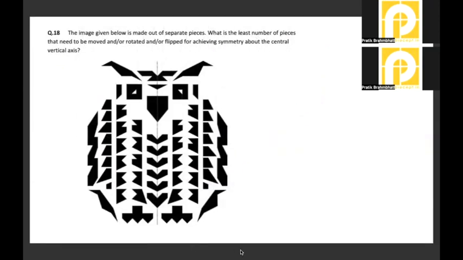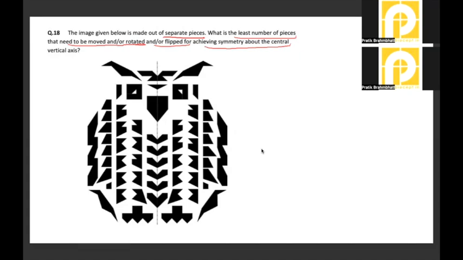So here what you're provided is, all right. In this question, we're given an image that is made out of separate pieces. What you have to find is the least number of pieces that need to be moved, rotated, or flipped for achieving symmetry about the central axis. Here, I want to get symmetry about the central axis.